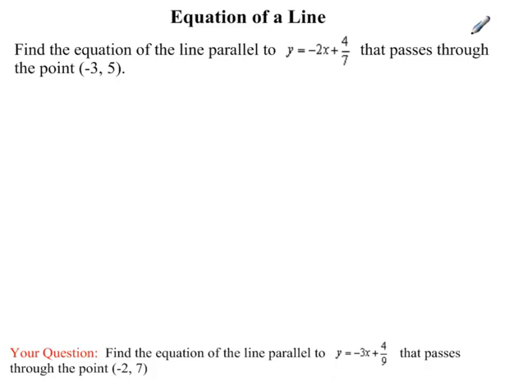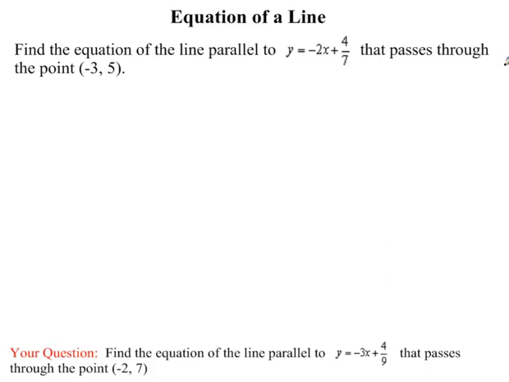In this mini clip, we'll be discussing the equation of a line. While we answer this problem together, you'll be solving this similar question on your own using the same technique. We are asked to find the equation of the line parallel to y equals negative 2x plus 4 over 7 that passes through the point negative 3, 5.